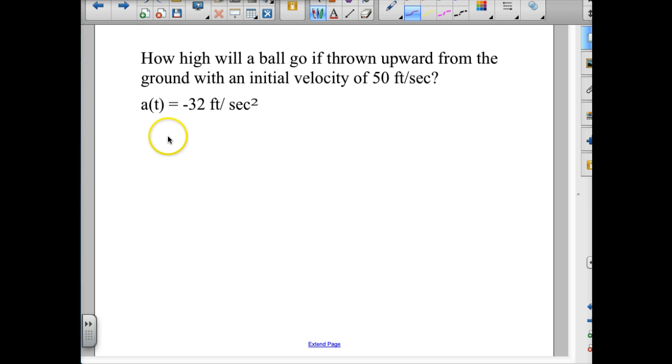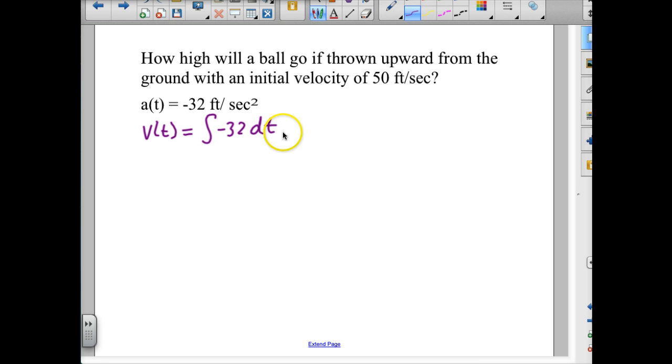How high will a ball go if thrown upward from the ground with an initial velocity of 50 feet per second? So now let's start from the basics. We're going to do the antiderivative of the acceleration to get our velocity. So the antiderivative of negative 32.